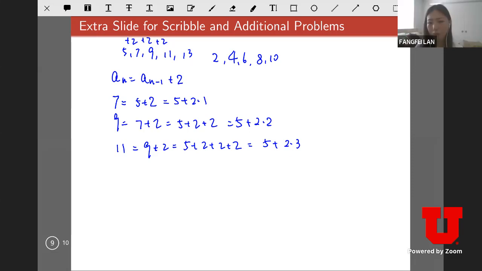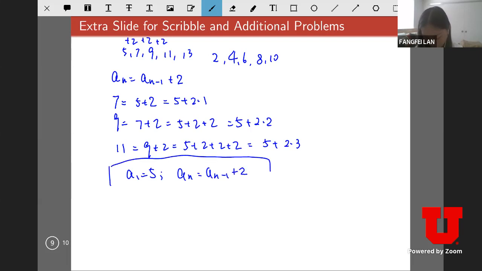Yeah, so we always want to provide A1, especially for recursive formulas. For recursive formulas, you should write something like A1 is equal to 5, and then A_n is equal to A_(n-1) plus 2. This is a complete recursive formula. And then generally you don't have to write this for the closed form formula, because you always know n is equal to 1 to start with for the closed form formula.